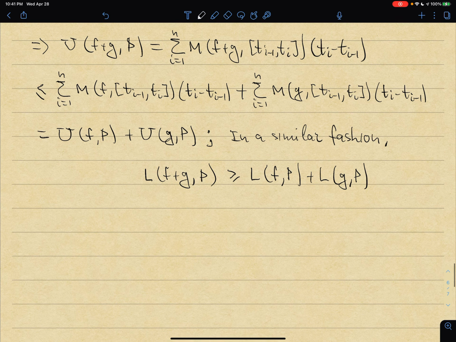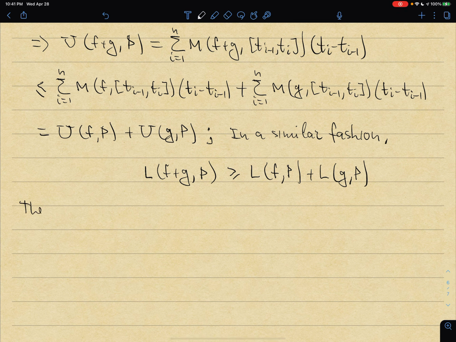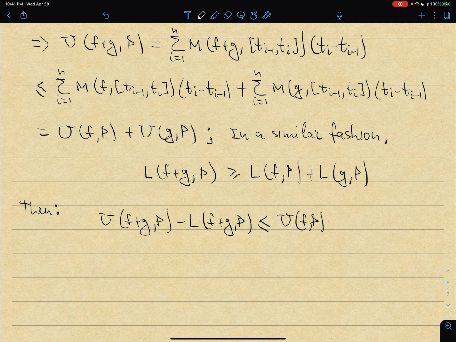Fine. So then, what was I trying to estimate? I was trying to estimate U of f plus g, P minus L of f plus g, P. So now what do I know? I know that this is going to be less or equal than U of f plus g, comma P. This is less or equal than U of fP plus U of gP.